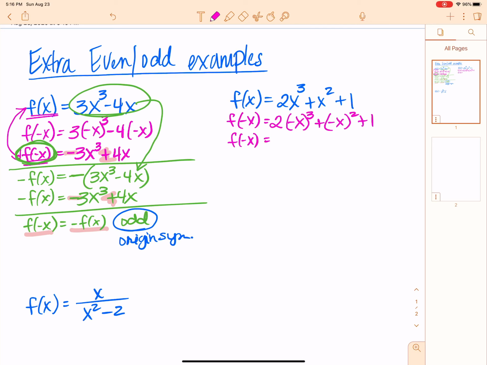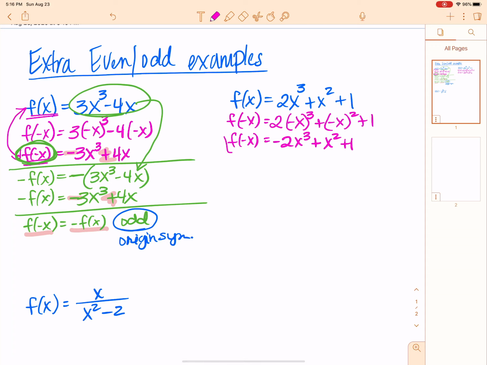So negative x to the third is negative x to the third. So I'm going to put the negative in front of the 2. That is just appropriate math writing, just FYI. And then I've got negative x squared. Well, that's going to give me a positive x squared plus 1.